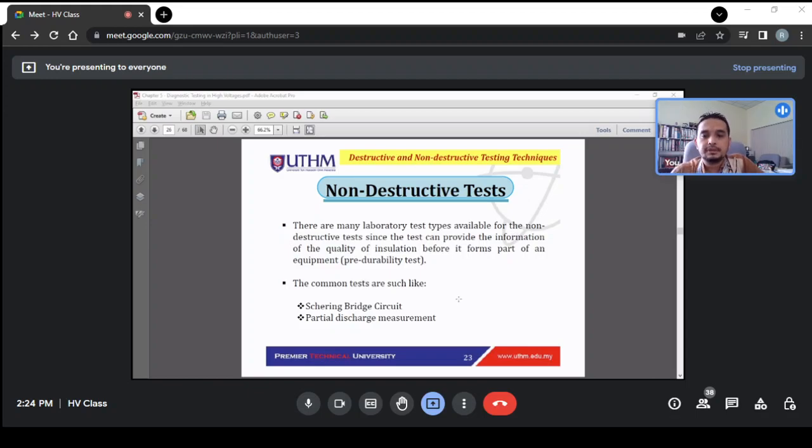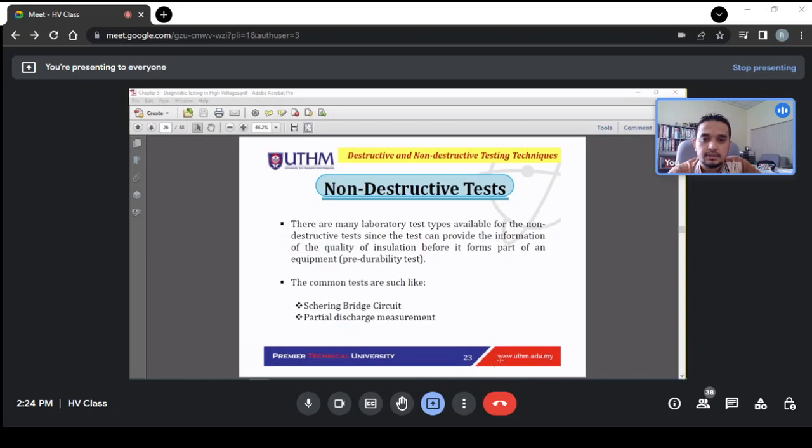Okay, for this week we'll continue the section that we covered last week. It's actually on the non-destructive test. As I explained before, the destructive test is primarily for testing that will destroy the sample. That normally will lead to the destruction of the sample, and the sample can no longer be used.